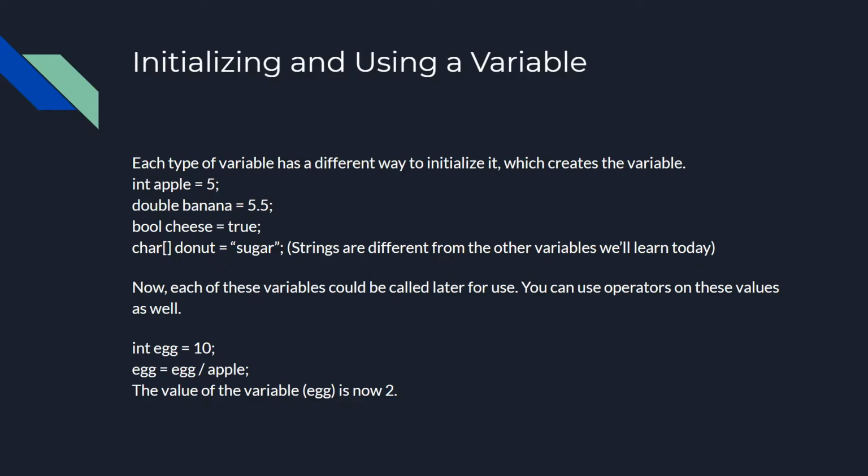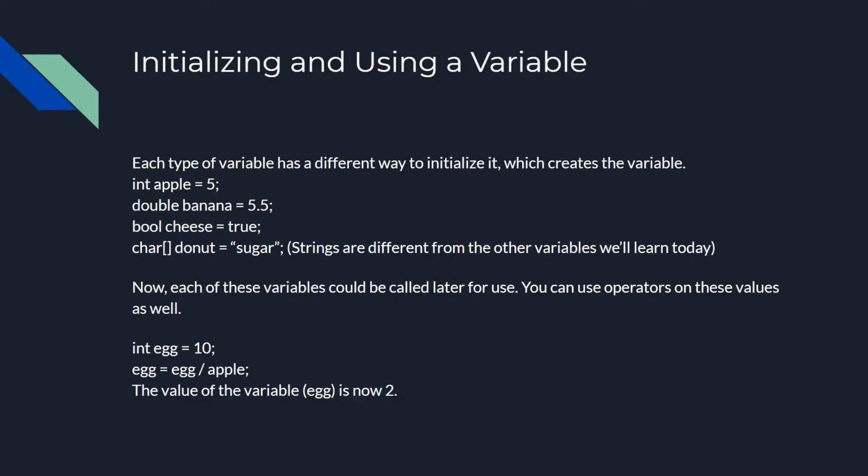First, in order to use a variable, you need to know how to make one in the first place. When we create a variable, it's called initializing a variable, a term that we'll use often. Here, we initialize 4 variables. The integer apple to a value of 5, the double banana to a value of 5.5, the Boolean cheese to a value of true, and the string donut to sugar. Notice how strings are different from the other variables, and it will be initialized differently as well.